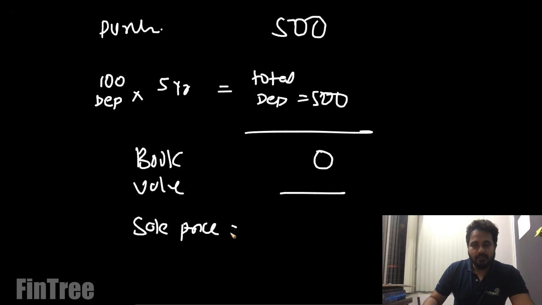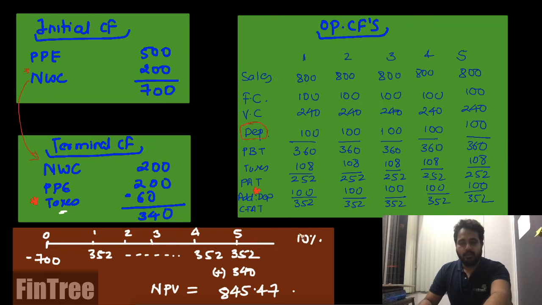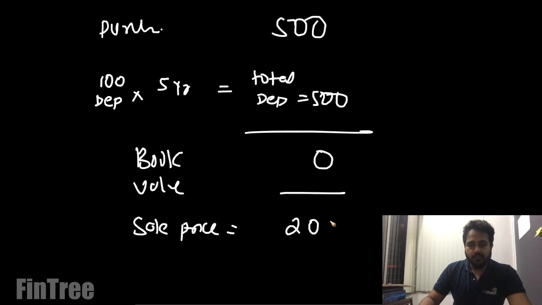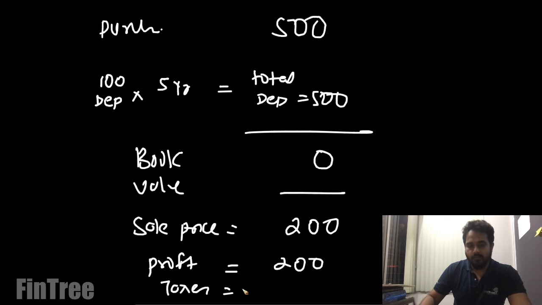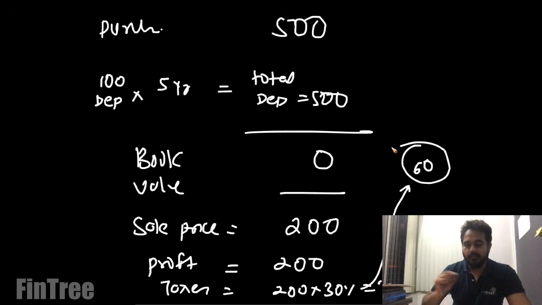But what was the sales price? What was the sell price? Sell price was 200. So if sell price was 200, what is your profit? Your profit has to be 200. And if this is your profit, how much taxes do you have to pay on it? 200 into 30%, I'm writing it here, 60. So there you go, that's how we got that 60.